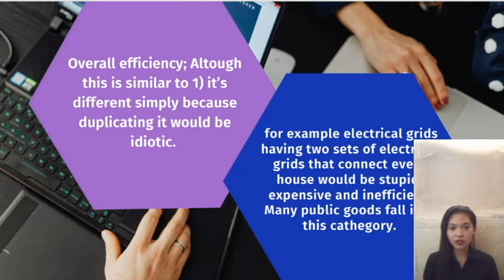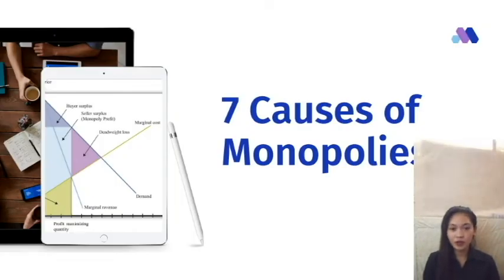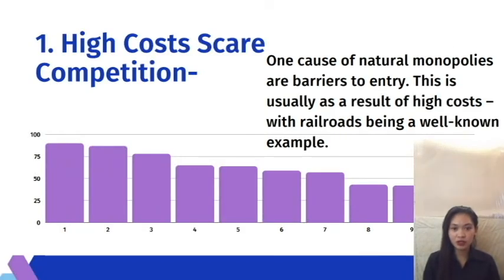Many public goods fall into this category. We have seven causes of monopolies. First, high cost of competition. One cause of natural monopolies is barriers to entry. This is usually a result of high cost, with railroads being a well-known example.